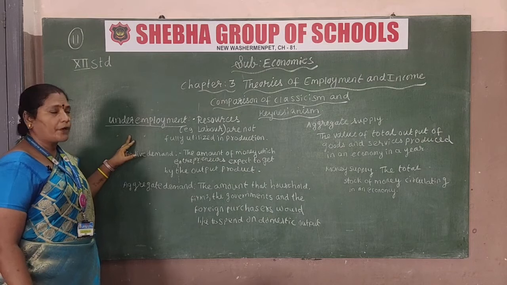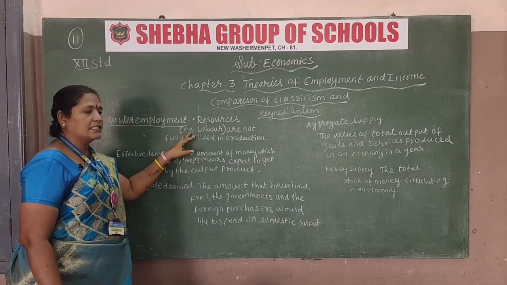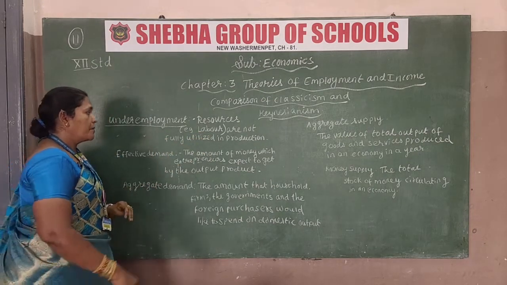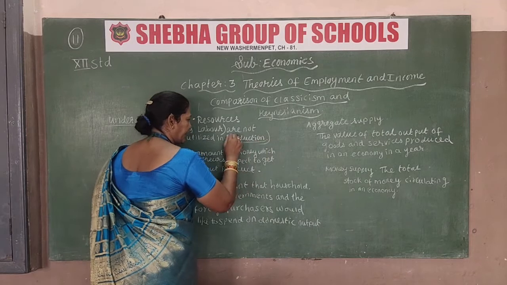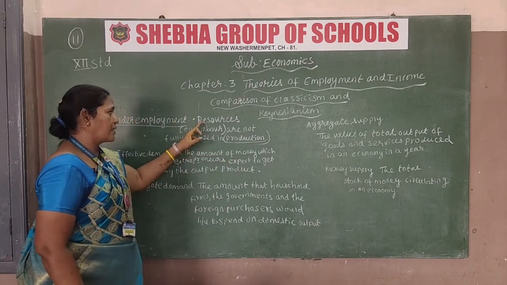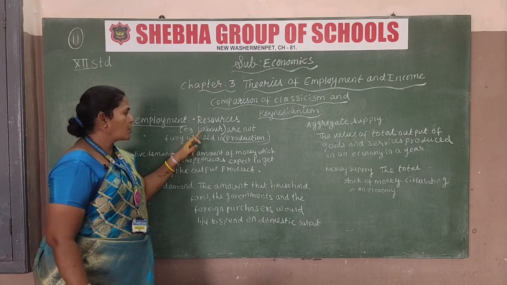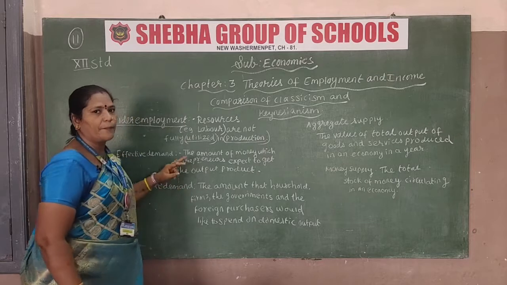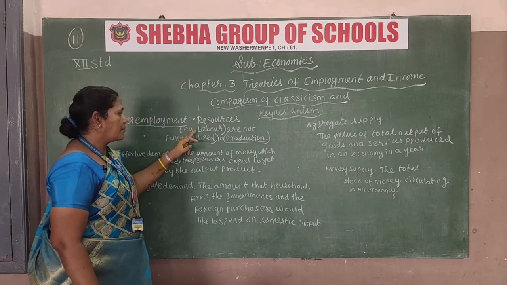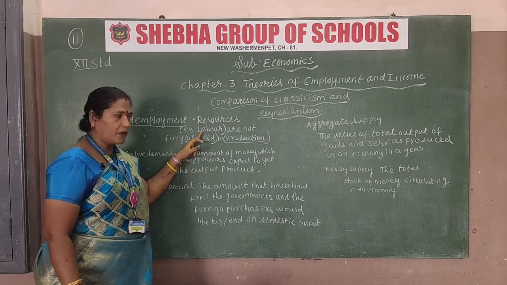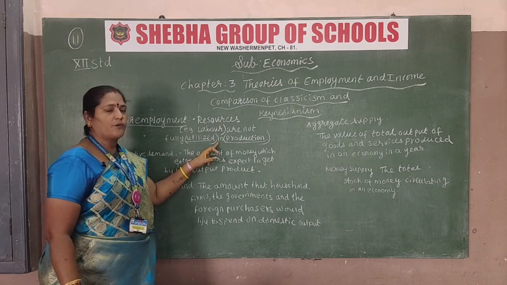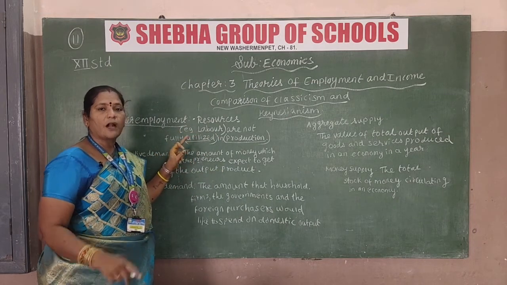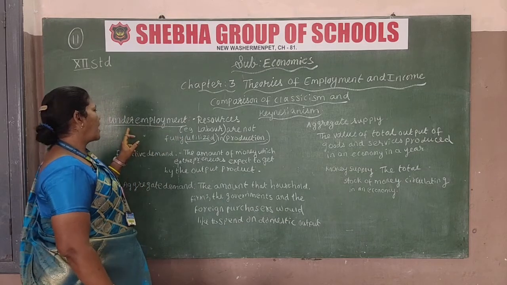What is underemployment? Resources, here the example given is labor, are not fully utilized in production. Production means whatever is produced, the product, everything. So the labor is not fully utilized, not fully used in production. Is it clear children? Whatever is produced, the labors are not fully utilized, not fully used. That comes under underemployment.